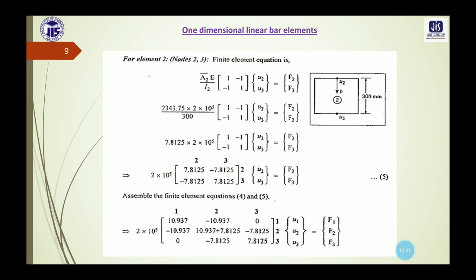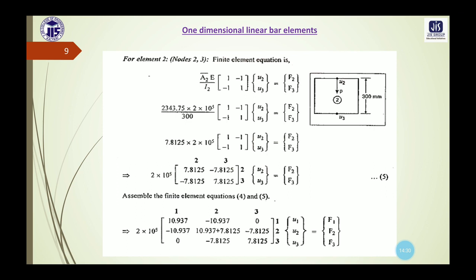If we write the value of the area for this element 2, then we need to put the value of the Young's modulus and the length of this element. Then after 2 or 3 steps we will get the equation number 5, which is the finite element equation for the element 2. Now we need to assemble this equation number 4 and 5, which are the finite element equations for element number 1 and element number 2.